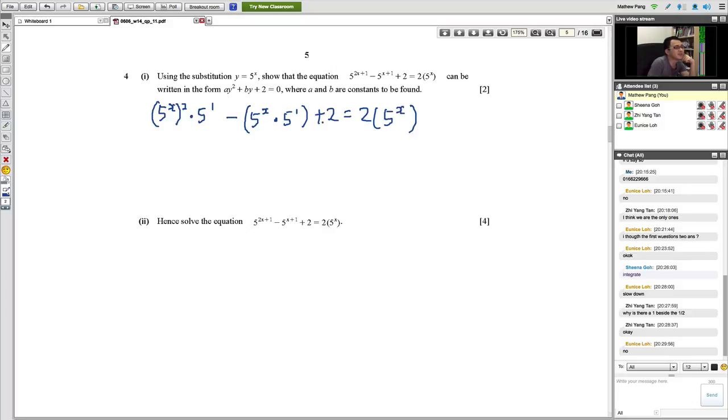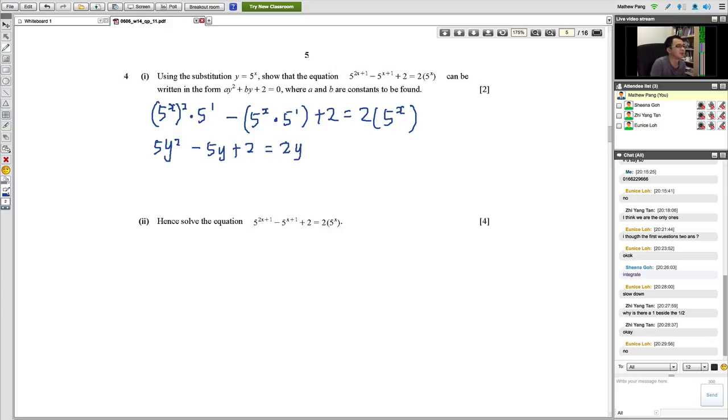So you can see the first step I simplified this. I make everything in the form of 5 to the power of x, so it will be easier for me. Then I just substitute y for 5 to the power of x. This is y squared, multiplied by 5, we call it 5y squared. Minus, this is y multiplied by 5, which is 5y. Plus 2 equals 2y.